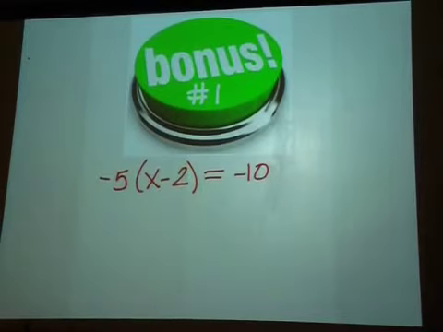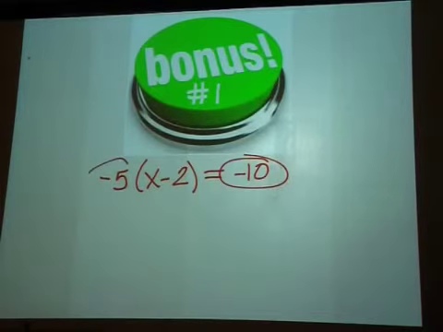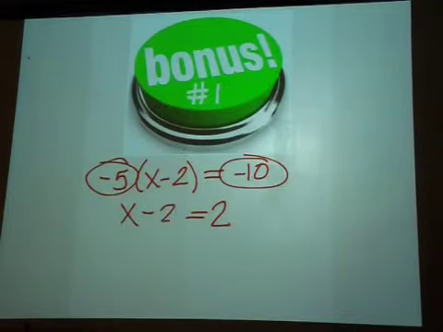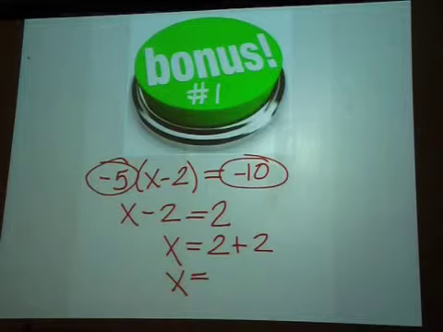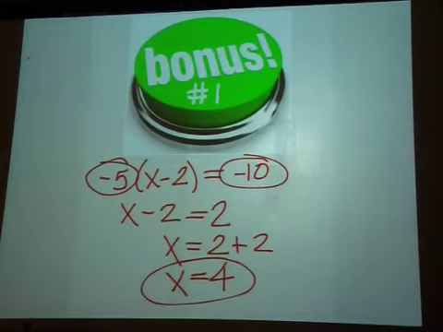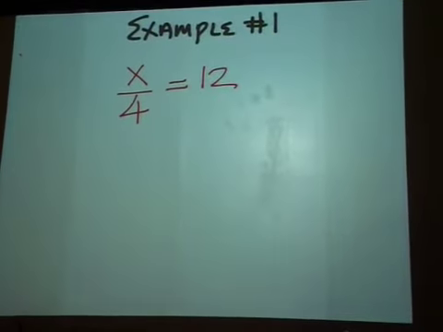Negative 5 times the quantity x minus 2, close the quantity, equals negative 10. We figure out what negative 10 divided by negative 5 is, and that is a 2, which means x minus 2 must be equal to 2. So x equals 2 plus 2. Answer is 4.